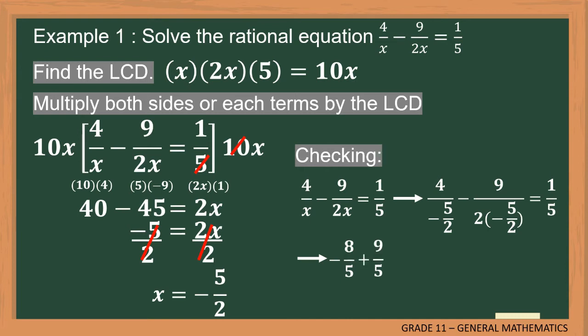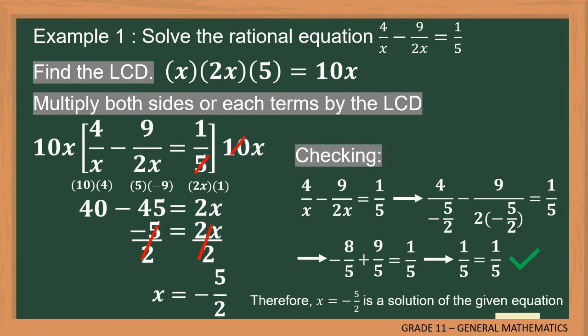Kaya magiging plus 9 over 5 is equal to 1 over 5. So, same ang denominator natin. So, negative 8 plus 9 over 5, and that is 1 over 5 is equal to 1 over 5. So, check ito. Therefore, x equals negative 5 over 2 is a solution of the given equation.